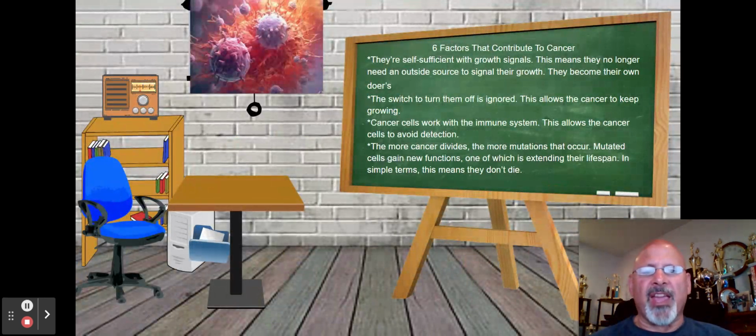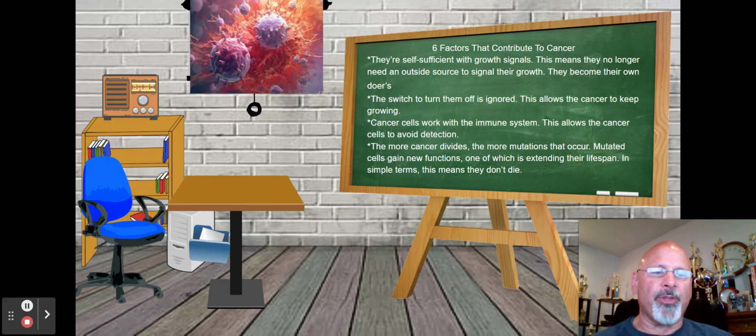6 factors that contribute to cancer. They're self sufficient with growth signals. This means they no longer need an outside source to signal their growth. They become their own doers. Okay? They basically take control. The switch to turn them off is ignored. This allows the cancer to keep growing.